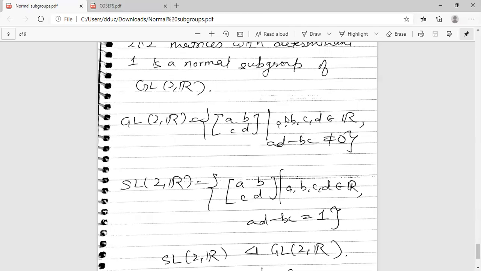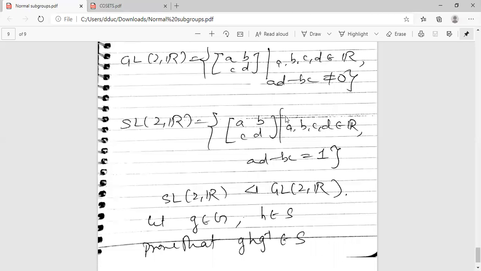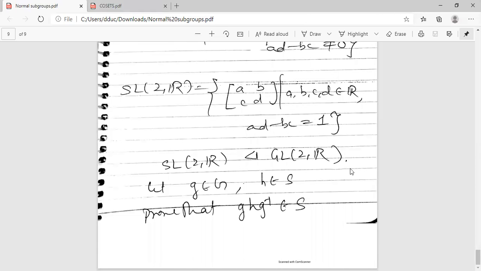So here we are saying that SL2R is a normal subgroup of GL2R. That you can verify from the normal subgroup test. Take any element g of GL2R and any element of SL2R, and prove that g inverse belongs to SL2R. That you can do, you just have to multiply the matrices. Then you can prove that SL2R is a normal subgroup of GL2R.